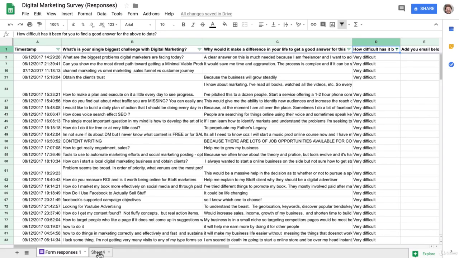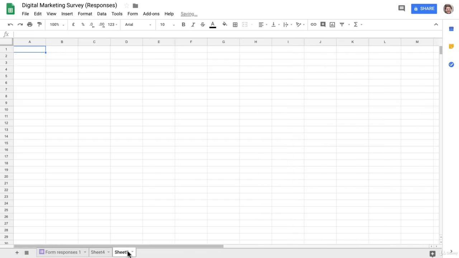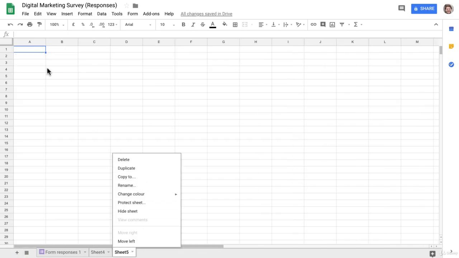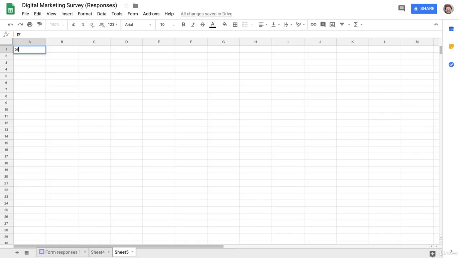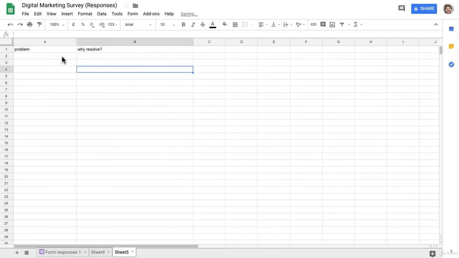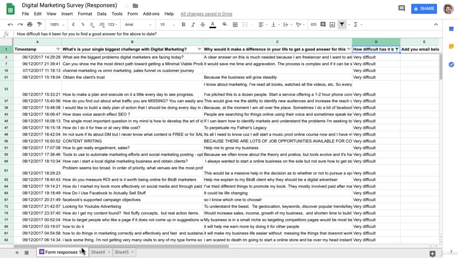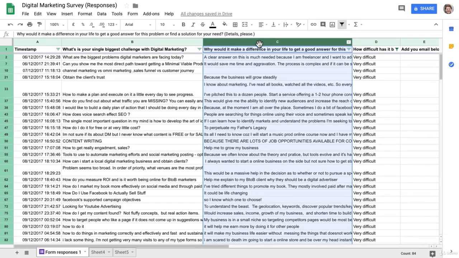Now, the next thing you want to do is go ahead and open up a different tab here. You can just add that like that. What we're going to do in this tab is just write down "problem" and "why resolve it." So these are the two important things that we want to get out of this survey. We want to know what the problem actually is and why it's going to be important for them to resolve it. So that'll really come from these two columns.